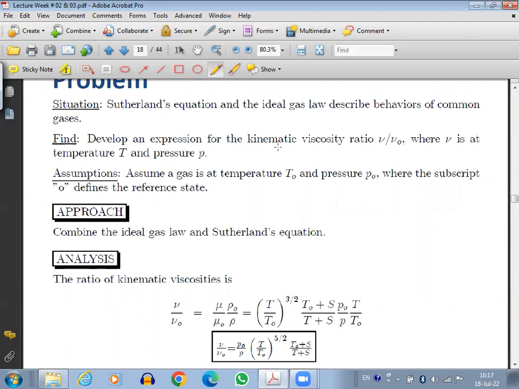Now the expression in Sutherland's equation is for dynamic viscosity, mu. But suppose it is for nu. Nu is kinematic viscosity. So if it is nu upon nu naught, we need to find what would be the expression for it. It's very simple because nu is mu upon rho. So I will write here, mu upon rho divided by mu naught upon rho naught. So mu upon mu naught is the Sutherland equation, which is actually this thing.